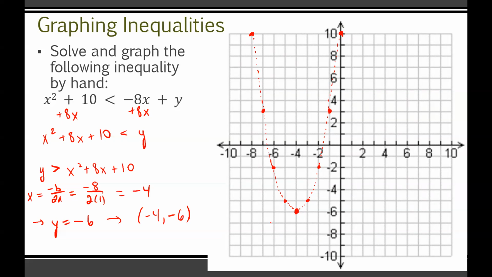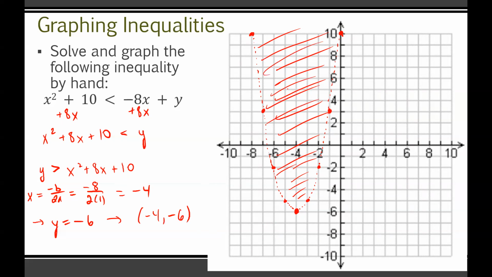There we go. All right, last up, we have to shade the appropriate side. Notice it's y is greater than this. Greater means above. So if we're going to shade above this line, that means we're going to be shading all of this section in here. So be really careful what side of your graph you are shading.